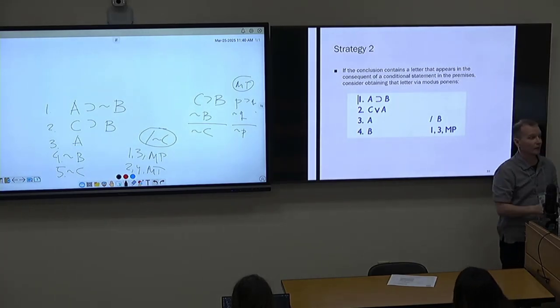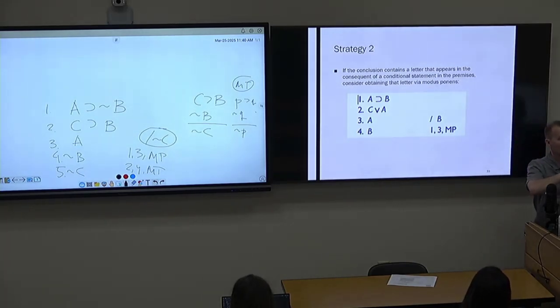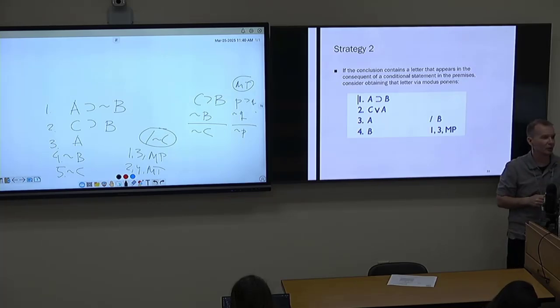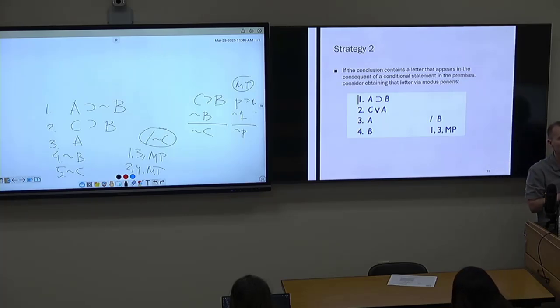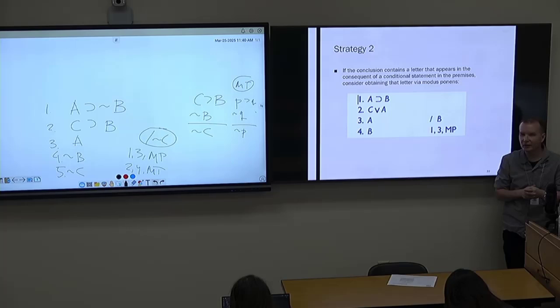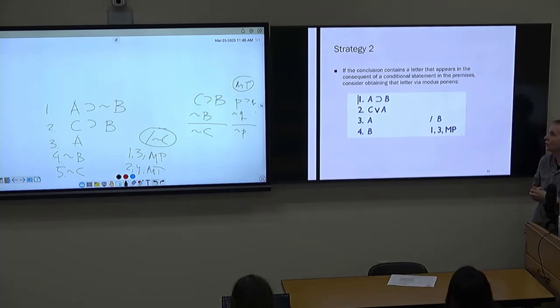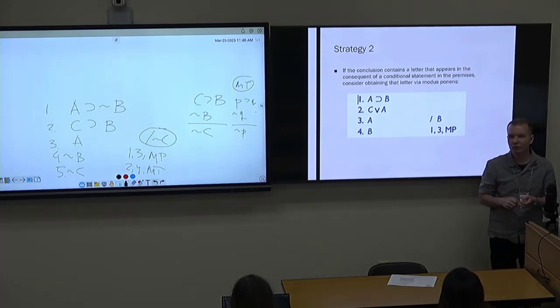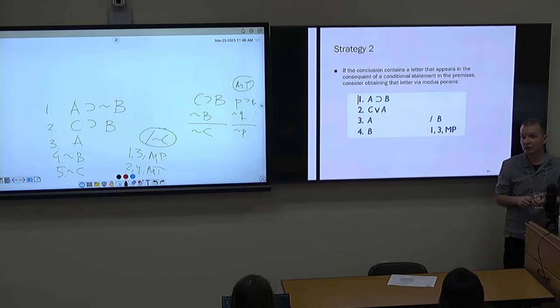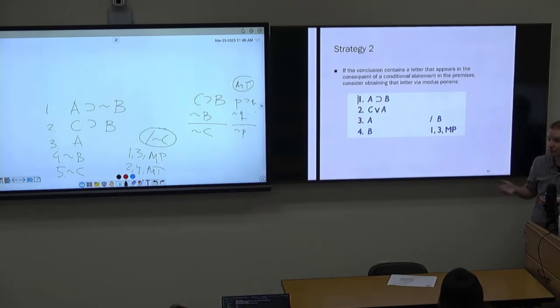Okay, let's look at another example. Let's say you have something like this. Conclusion contains a letter that appears in a consequent of the conditional statement. So whatever the strategies are, you will have to think about them on your own. We're going to go through them now in class, but in order to really learn it, you need to do a lot of practice. The more practice you do, the more you will learn this stuff.